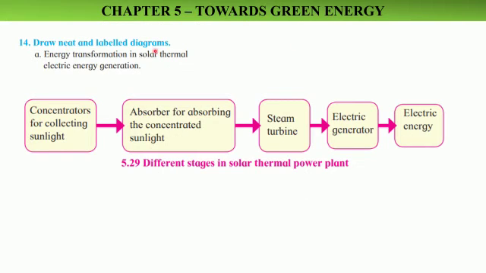Draw neat and labeled diagrams. Energy transformation in solar thermal electric energy generation. So you have the block diagram here for the different stages of energy generation in a solar thermal power plant. Concentrators for collecting sunlight, absorber for absorbing the concentrated sunlight. Then you have the steam turbine, electric generator, and electrical energy is produced.